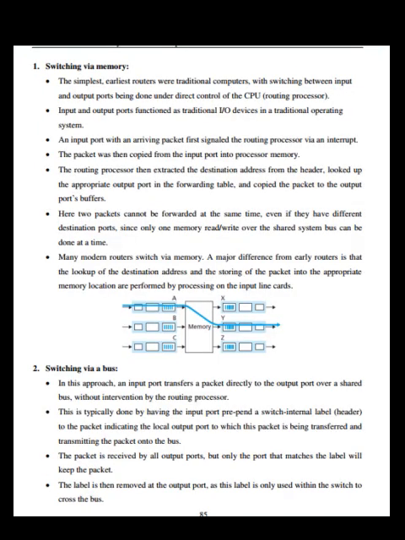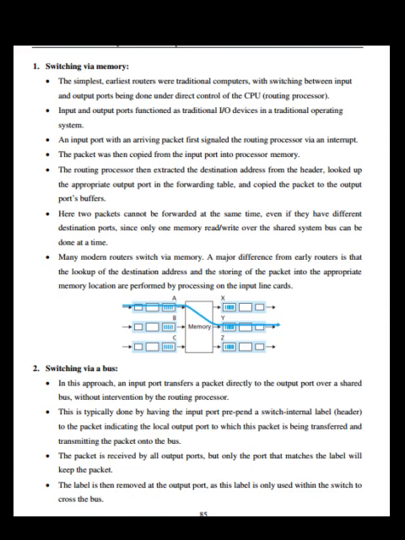Switching via memory. The simplest, earliest routers were traditional computers, with switching between input and output ports being done under direct control of the CPU, the routing processor. Input and output ports functioned as traditional input-output devices in a traditional operating system. An input port with an arriving packet first signaled the routing processor via an interrupt. The packet was then copied from the input port into processor memory. The routing processor then extracted the destination address from the header, looked up the appropriate output port in the forwarding table, and copied the packet to the output port's buffers.